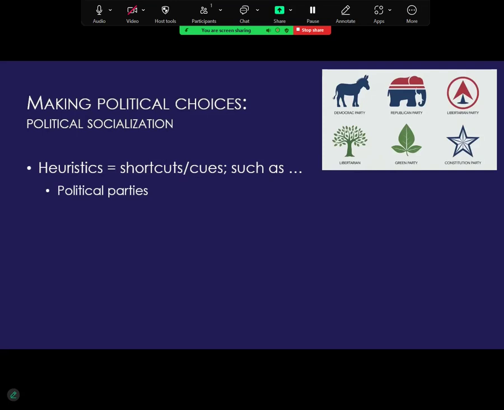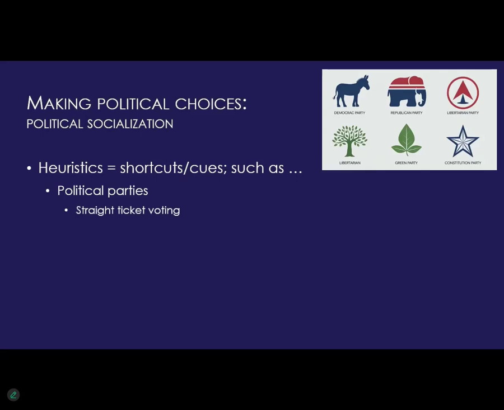This might lead you to engage in straight ticket voting. You'll see an option at the voting booth to vote for the candidates in every race who are in your political party. If you choose straight ticket voting, you won't even be presented with the opportunity to cast a vote in any specific race. Your vote will be decided for all races all at once based entirely upon the political party you choose to vote with.